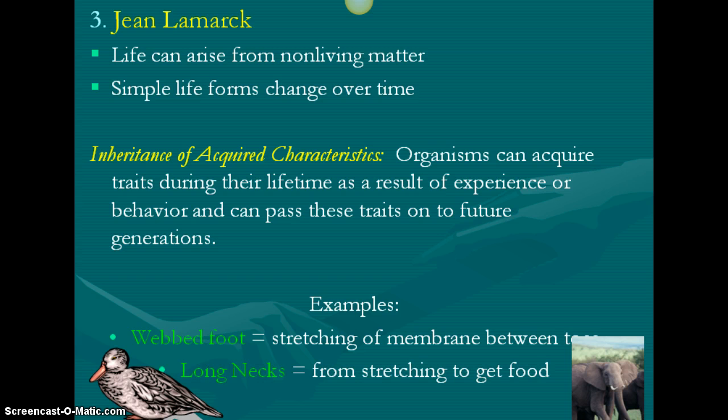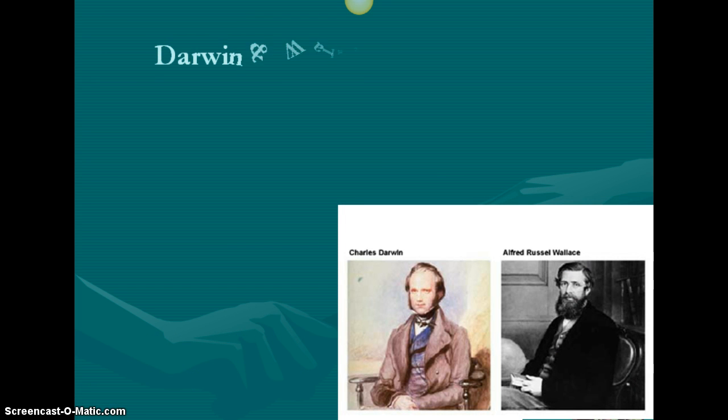Another example, long necks for giraffes, because they stretched really far to get their food, so the next generation started with longer necks because their parents stretched really far for food. And so eventually we end up with long-necked giraffes because they've all stretched really hard, they worked really hard, so their next generation gets whatever their parents worked for. So this will lead us up to Darwin.